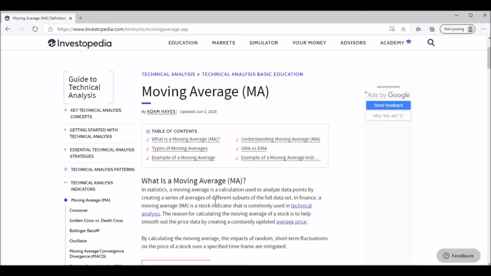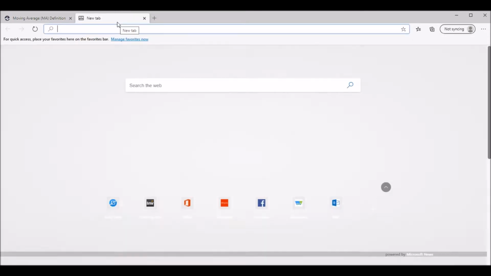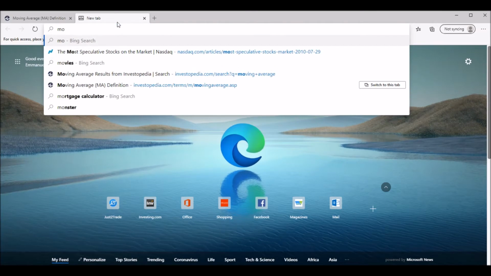So we're going to be talking about that, and I'm going to be showing you how this calculation is done. It's not that difficult at all, not at all. By the time we finish this discussion, you would understand it perfectly well. So let's get what Wikipedia also has about moving average.